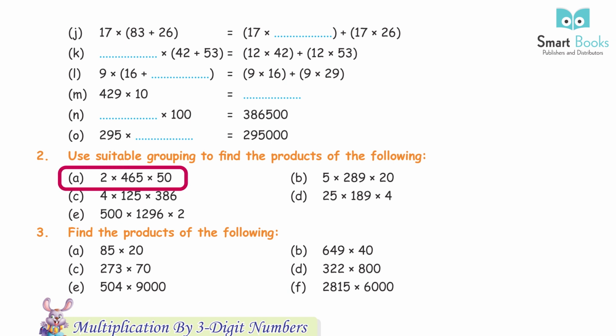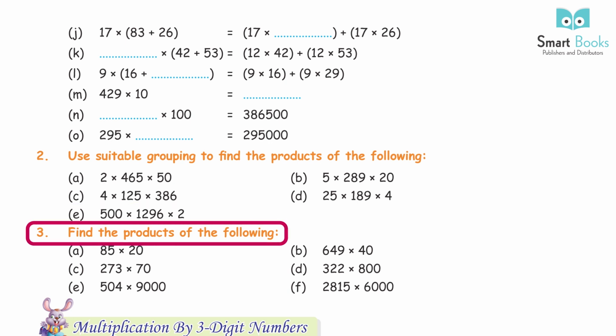A. 2 into 465 into 50. Answer 46,500. B. 5 into 289 into 20. Answer 28,900. C. 4 into 125 into 386. Answer 1,93,000. D. 25 into 189 into 4. Answer 18,900. E. 500 into 1296 into 2. Answer 12,96,000.